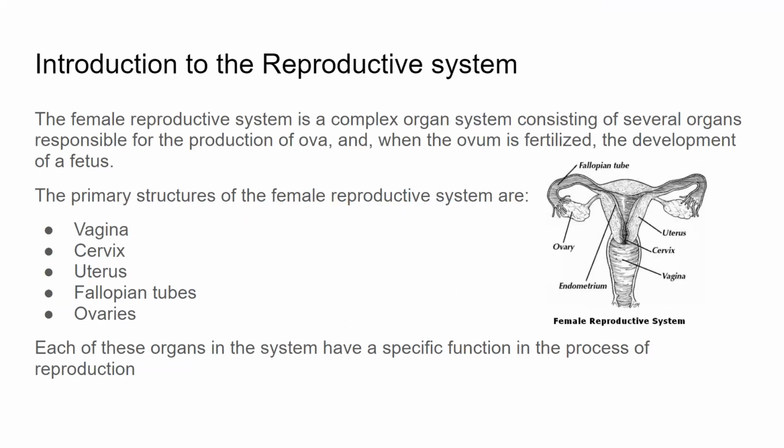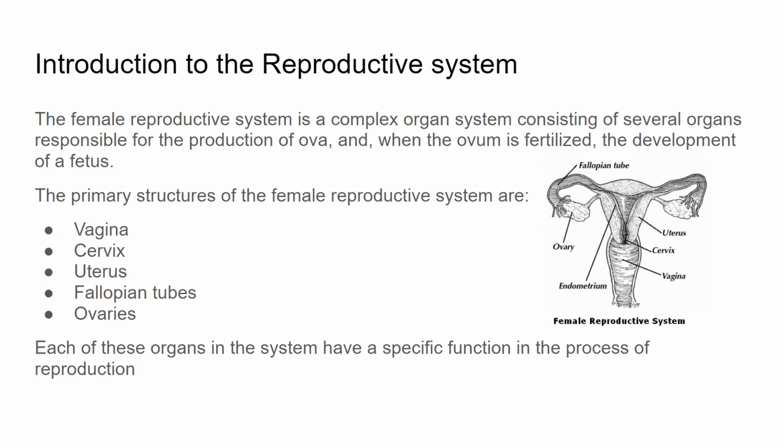So for the introduction to the reproductive system, the female reproductive system is a pretty complex organ system consisting of several pieces that are responsible for the production of ova, as well as female sexual development and housing of the fetus and development of the fetus during pregnancy. The primary structures of the female reproductive system are the vagina, the cervix, the uterus, the fallopian tubes, and the ovaries. And each of these structures has a unique function.